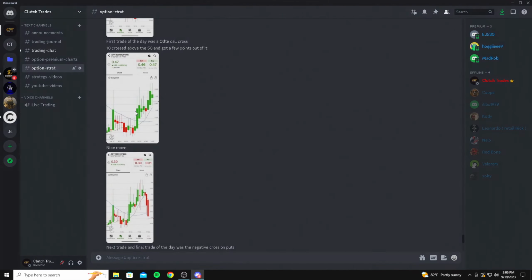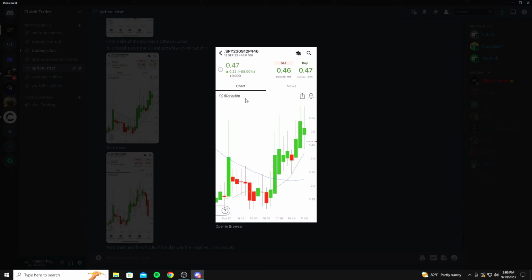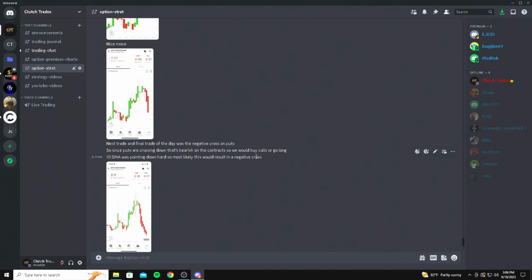And here's just another 0DTE cross. Hopefully you guys are understanding everything. The 10 crossed above the 50, green crossed above the blue. Probably could have gotten entry around 0.37, 0.35, and then look, boom, all the way over 0.55. So that's probably close to 100% on that trade.